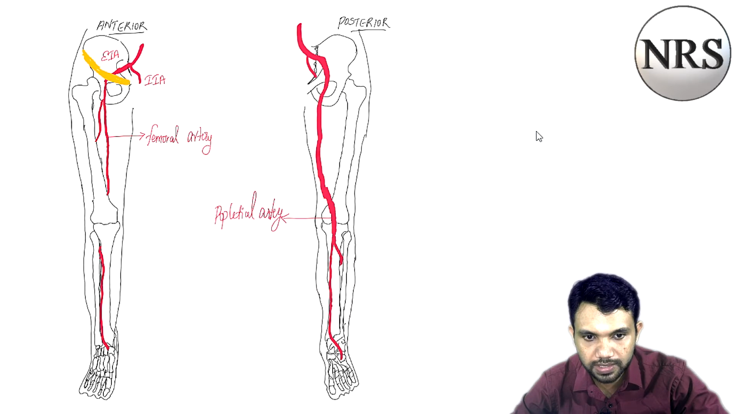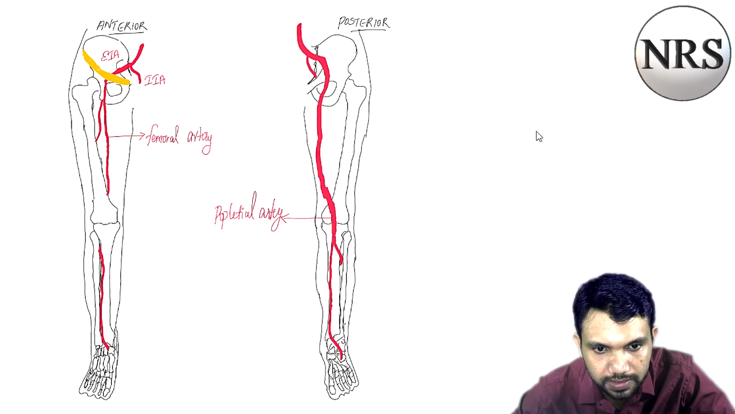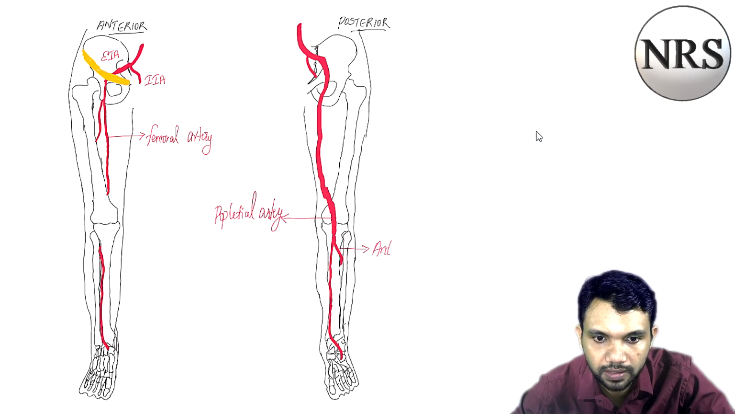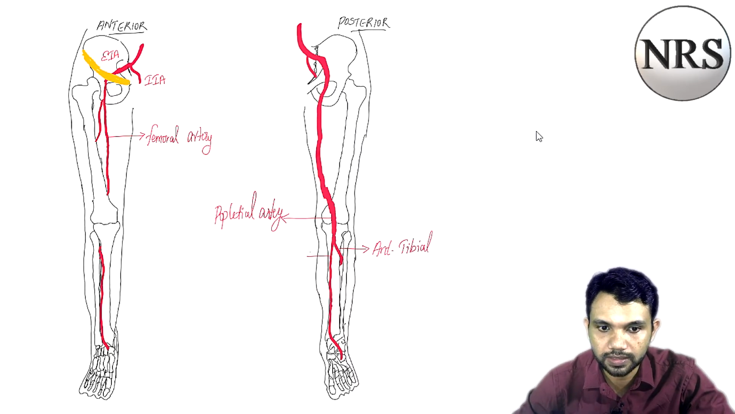So ஒரு branch it has gone like this, so we will name this the anterior tibial artery. This here is the posterior tibial artery.